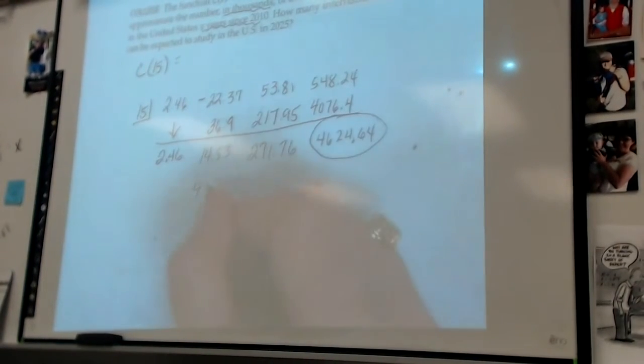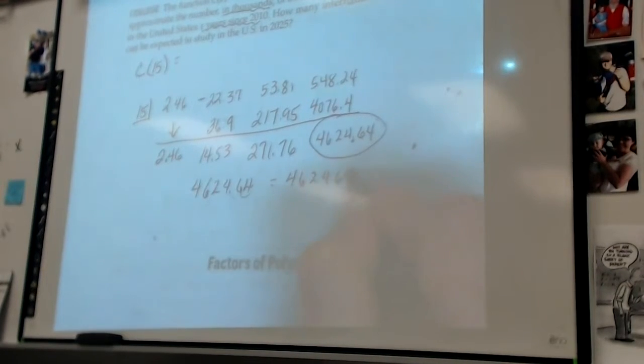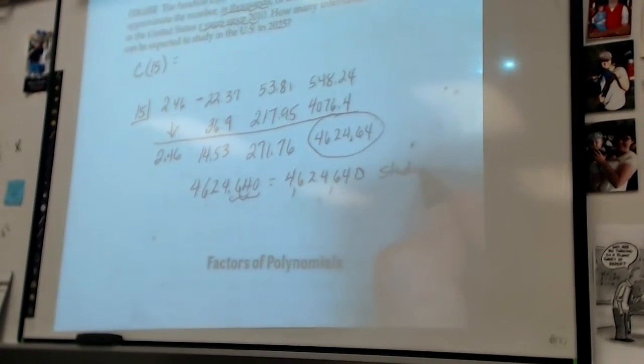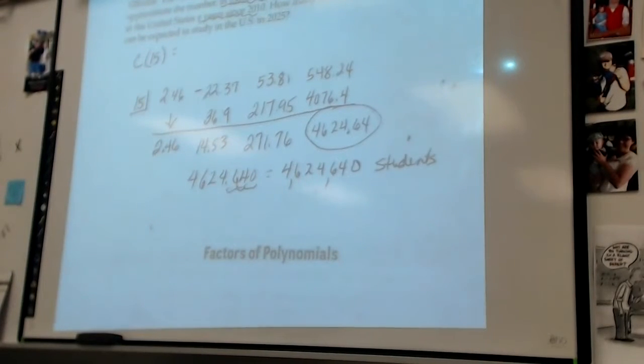So, well, no, it's easy. You multiply by 1,000. How many zeros are in 1,000? 3. So move your decimal 3 places to the right. So that would be 4624640, because you need a 0 on the end to move it 3 places. So actually the number of students expected or predicted to be in U.S. colleges from some other country is over 4.5 million.